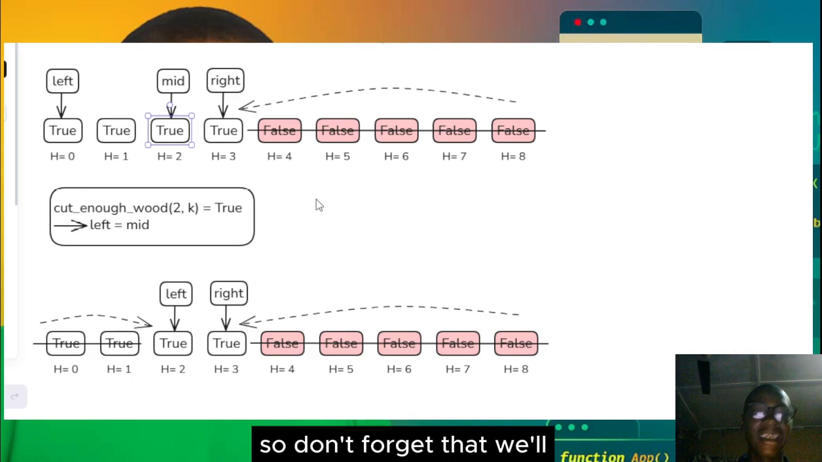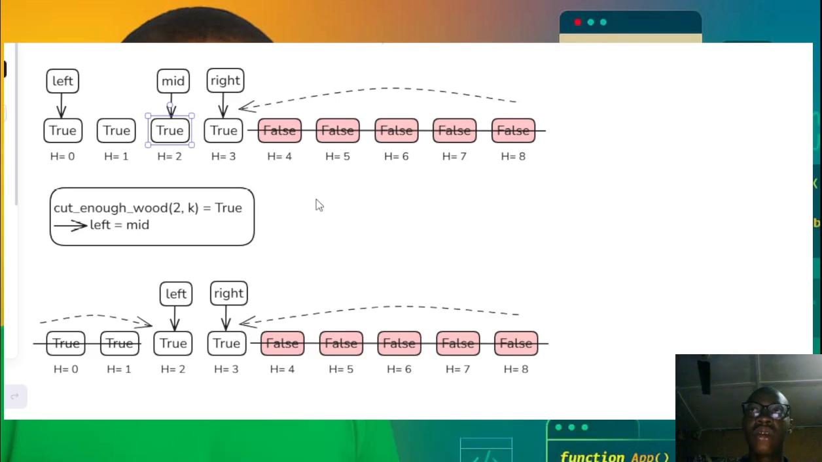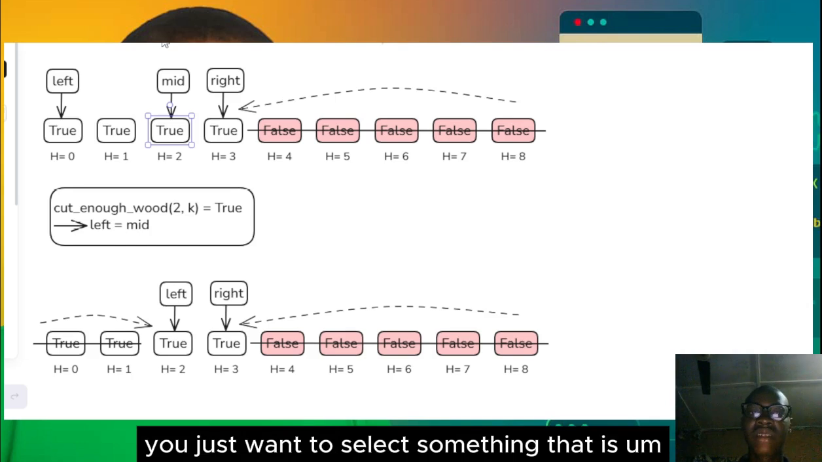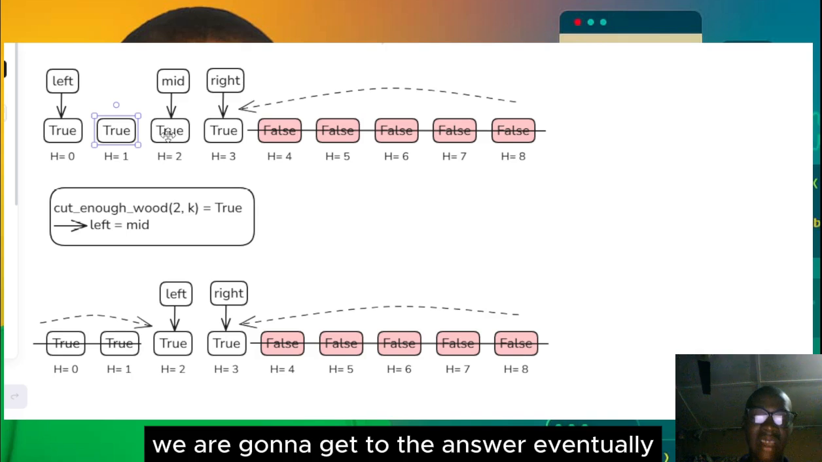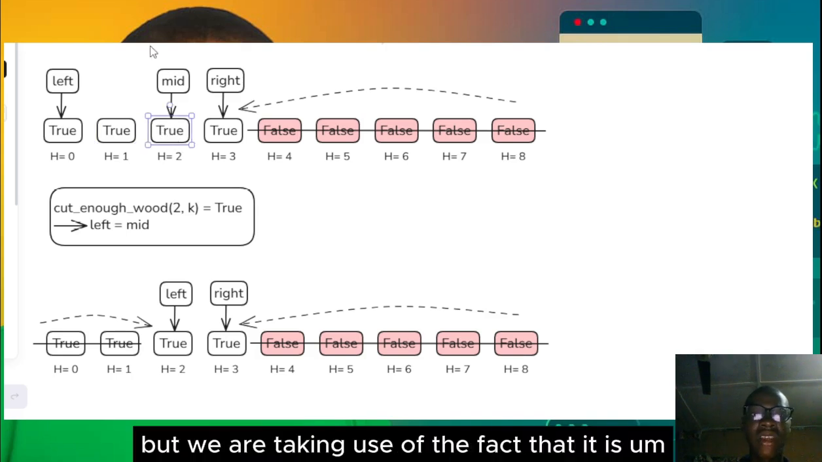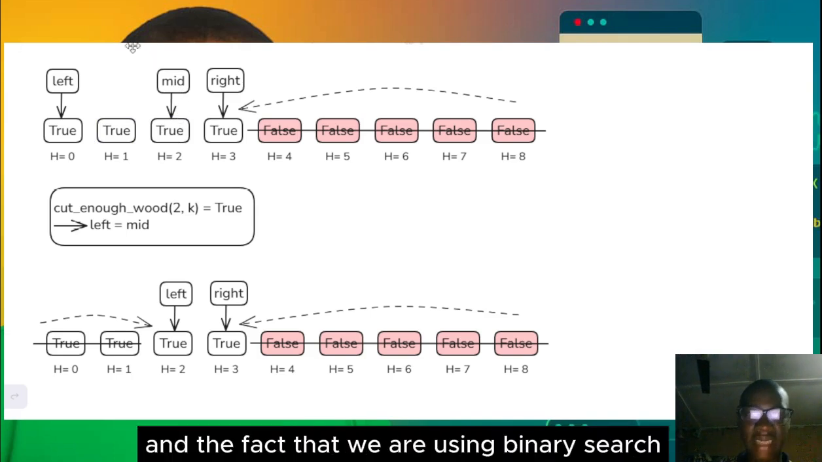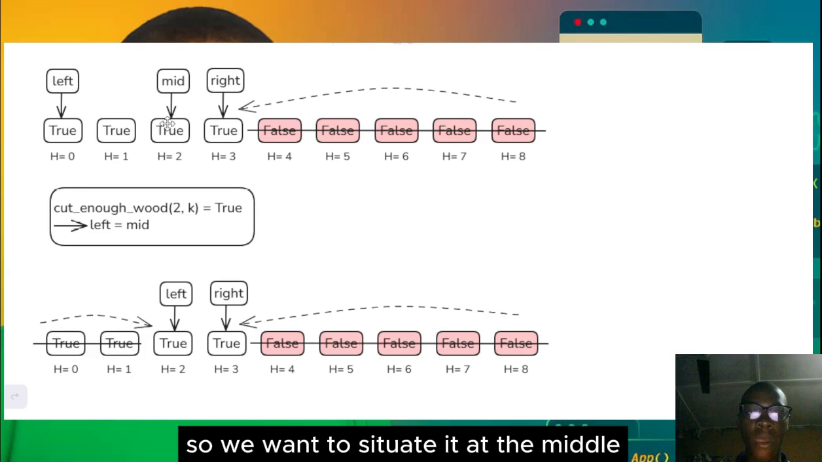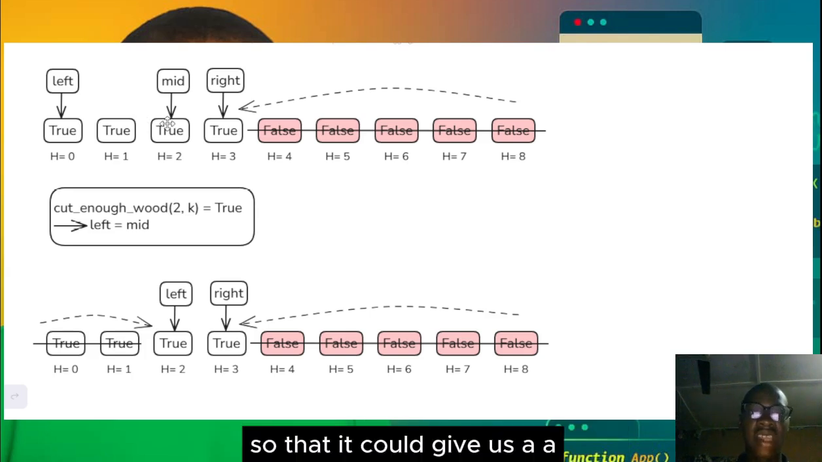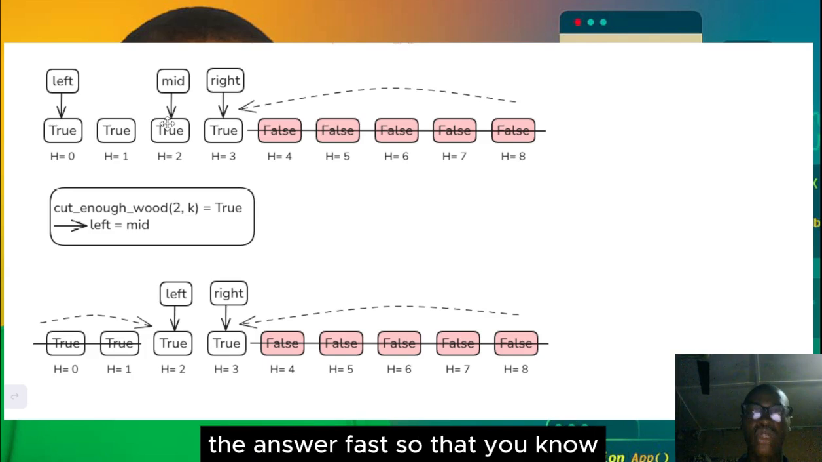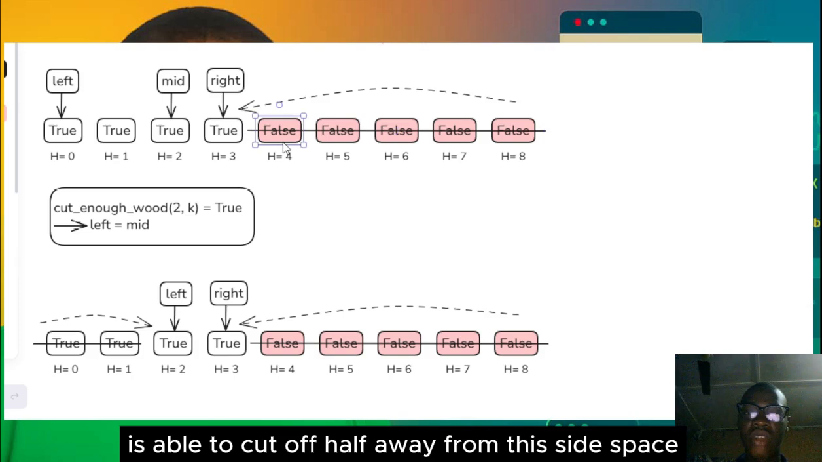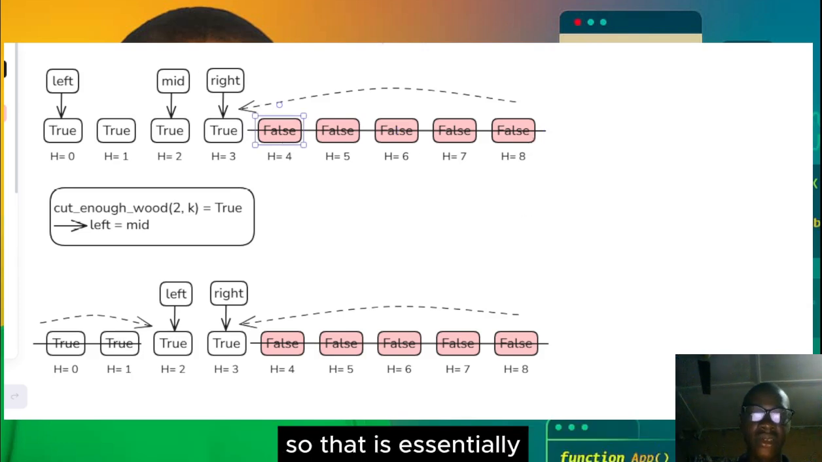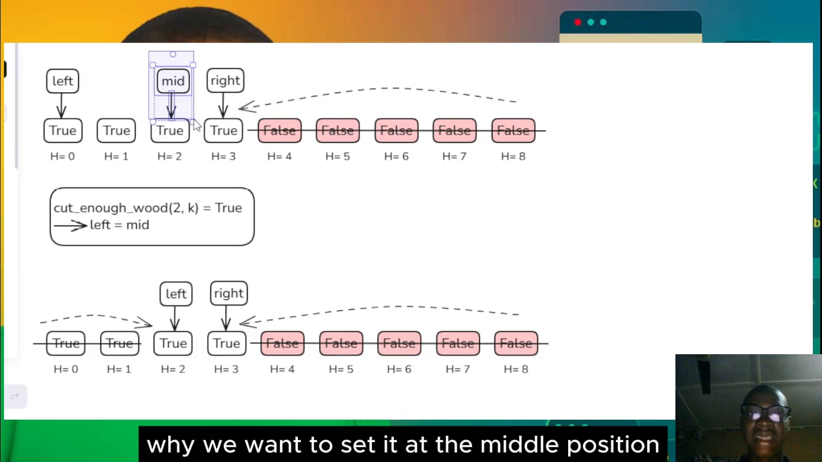Don't forget that in selecting a mid value, we just want to select something that is in the middle. If you select this, you are going to get to the answer eventually, but we are taking advantage of the fact that it is a sorted array and that we are using binary search. So we want to situate it at the middle so that it can give us the answer fast and cut off half away from the search space, just like in this case. That's essentially why we want to set it at the middle position.